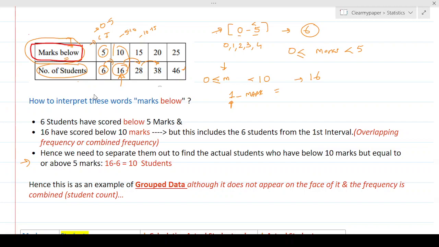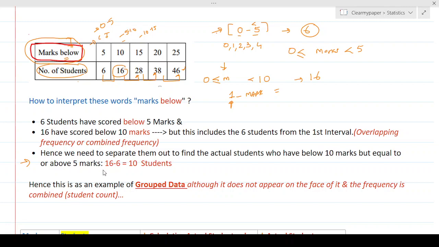So we need to separate out the frequency so that we exactly know how many students have scored marks below 5 in this class interval, and how many students have scored marks in the class interval of 5 to 10. It's not going to be 16. We have to subtract this from this. Similarly, we have to subtract this from this, and this from this, and this from this, because we cannot double dip the frequency. That's what it means.